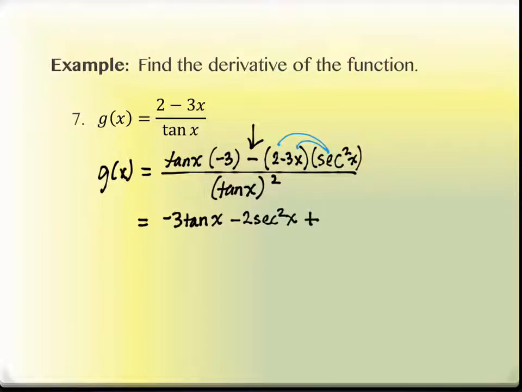And then I have positive 3x secant squared of x. And it's all over the tangent of x squared. Or if you prefer, I could have written it this way. That's probably more natural, based on what I was telling you before. You could do tangent squared of x like that.